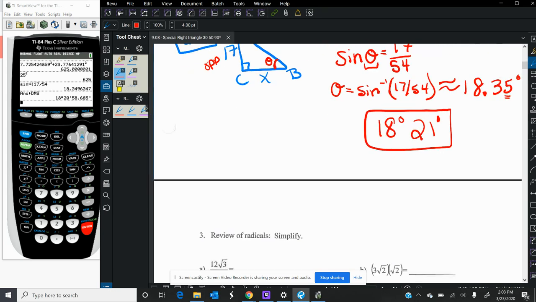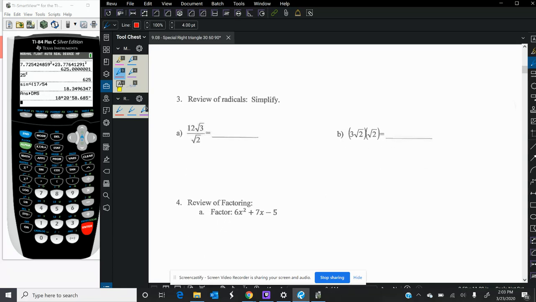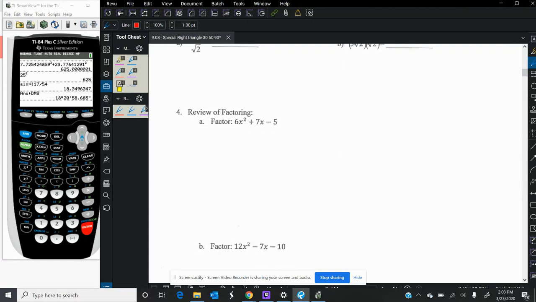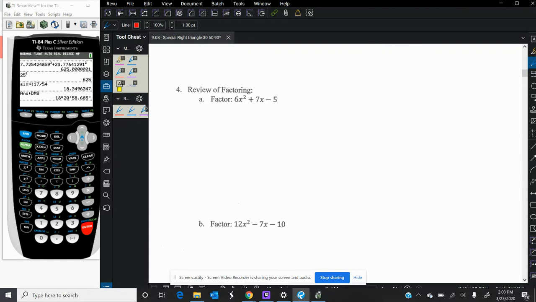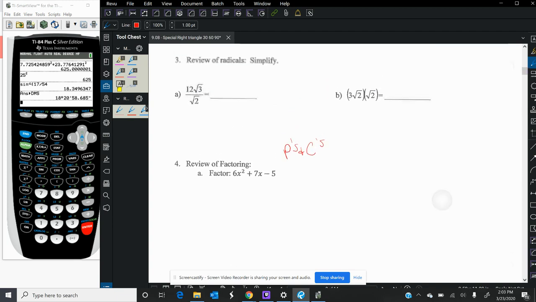Continuing with the warm-up, I want you to pause the video and try to rationalize these radicals. Also, if you'd like to try factoring number 4, 4a and 4b, those are p's and c's factoring. So I'd like you to attempt them first. So again, please pause, and then you can go on with watching the video to see my work done out.